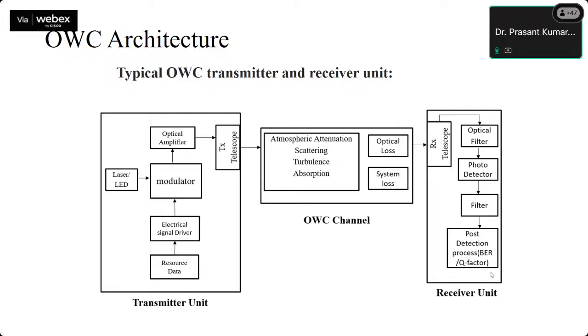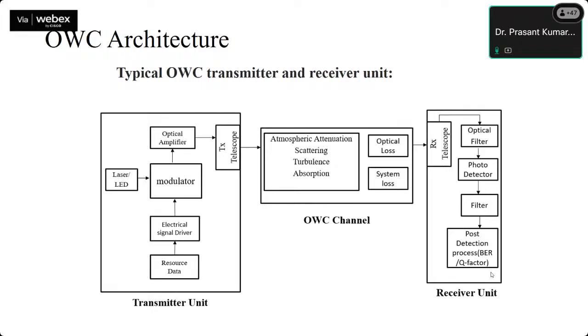We need an information source, whatever information you want to transmit over the channel. It may be audio, video, text, images, or multimedia traffic. This information needs to be impressed upon the optical carrier. The laser or LED, whichever you select, provides the spectrum that acts as the carrier, and that carrier needs to be modulated with your information source. That's why we have shown here that the source data is driven by an electrical signal driver, then fed to a modulator, and at the output of the modulator we get the modulated signal.